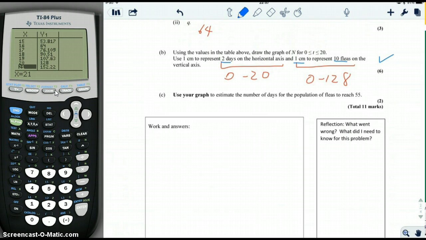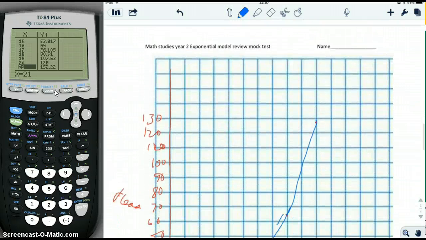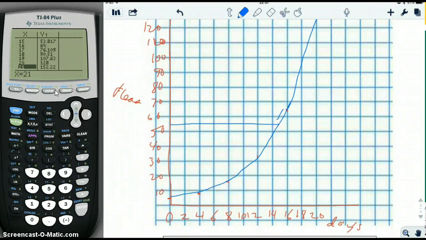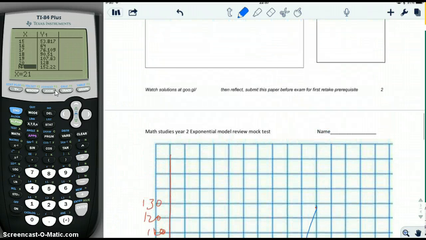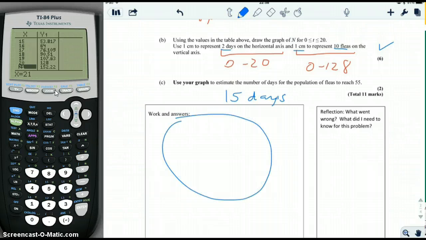Okay, last thing. Use your graph to estimate the number of days for the population of fleas to reach 55. How would we do that? Well, fleas 55 would be right there. And what number of days does that correspond to? About 15. See, they're right between 14 and 15. So I would say it's about 15 days according to the graph. So I would say 15 days. Of course, on an IB exam, you would want to put all your answers here.